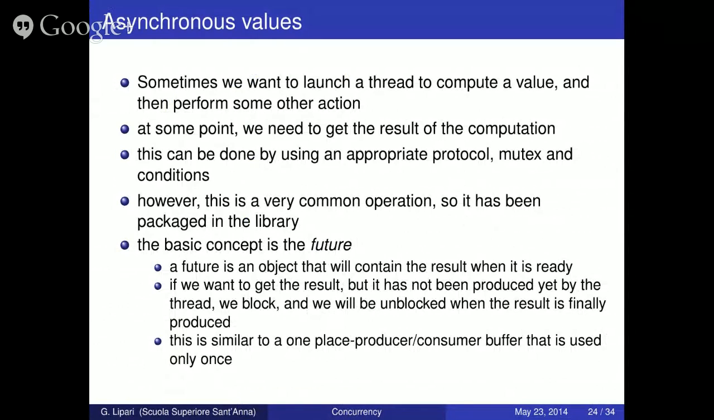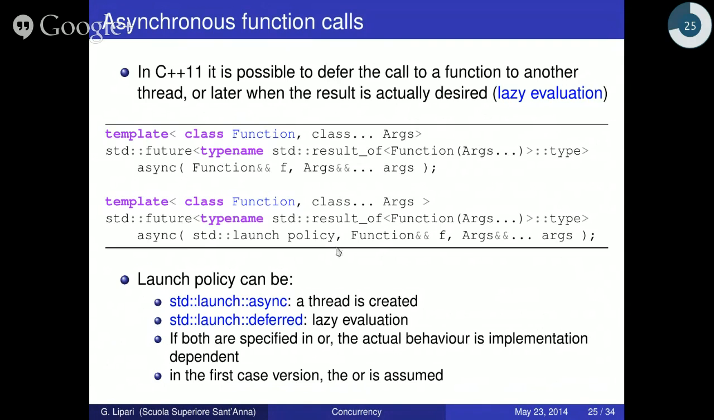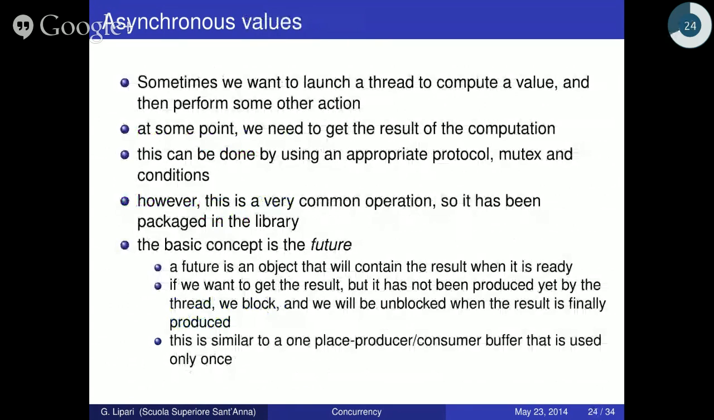The problem is that passing back results is not always very easy. So C++ gives you the possibility of passing back the values by using one library object called future. So what is a future? A future is an object that contains the result of the computation when it is going to be ready, of course. So the idea is that you launch a function asynchronously. That means that the function is going to be executed in a thread.